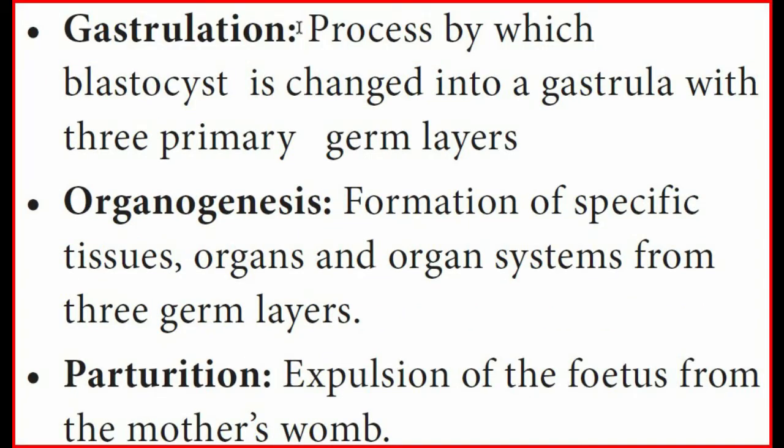Next, gastrulation. What is gastrulation? The blastocyst, a multicellular structure, changes into 3 primary germ layers, that is called the gastrula. The blastocyst is converted into the gastrula. What is the gastrula? 3 primary germ layers: ectoderm, endoderm, mesoderm. These are the 3 primary germ layers. This is gastrulation.